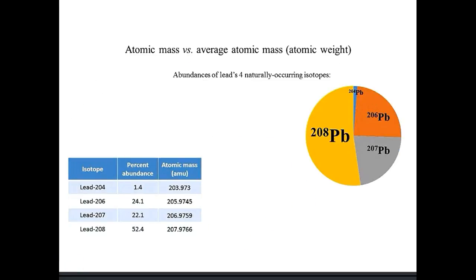We're going to do one more example. We have lead, which has 4 naturally occurring isotopes. You can see the pie graph. Lead-208 is the most abundant isotope. So you can make a prediction that the average mass will be closer to 208 than it is to the others.